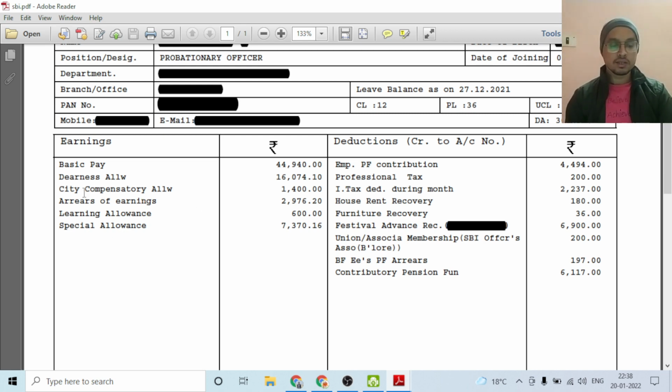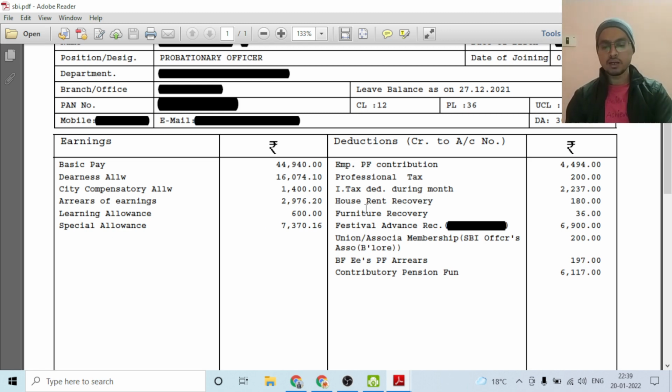Then you are getting city compensatory allowance. City compensatory allowance means, if you are staying in a metro city, then obviously you will get a city compensatory allowance, that is 1400 rupees he is getting. Arrears of earnings he is getting 2,976 rupees. Learning allowance, special allowance he is getting. So the salary structure will be the same, but the amount will definitely be higher than the public sector bank.